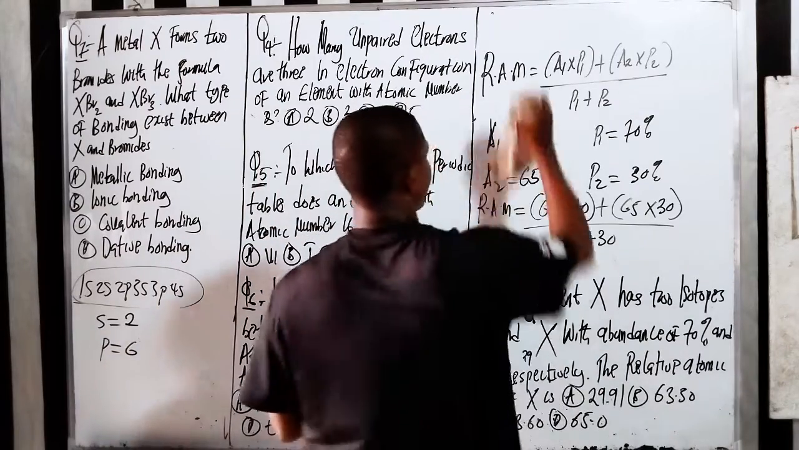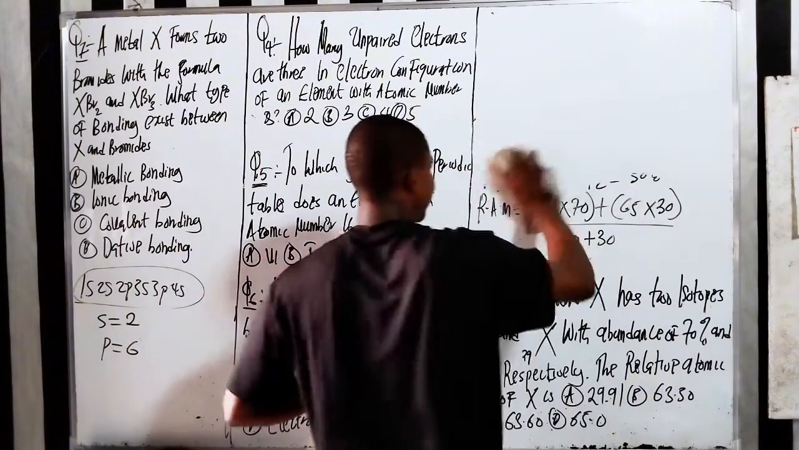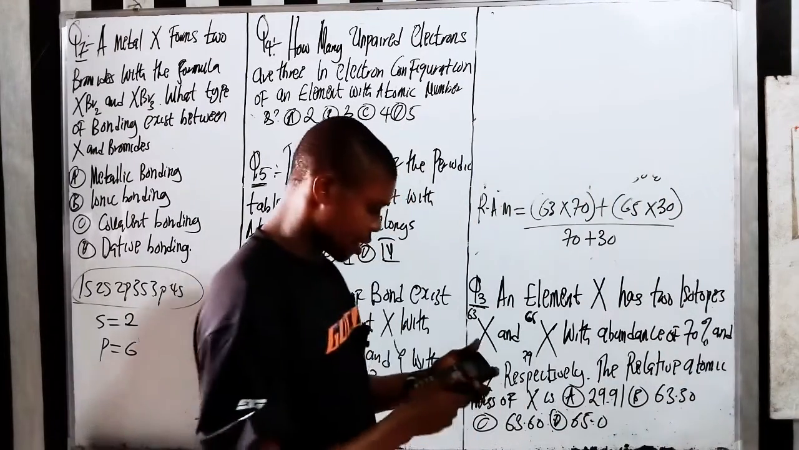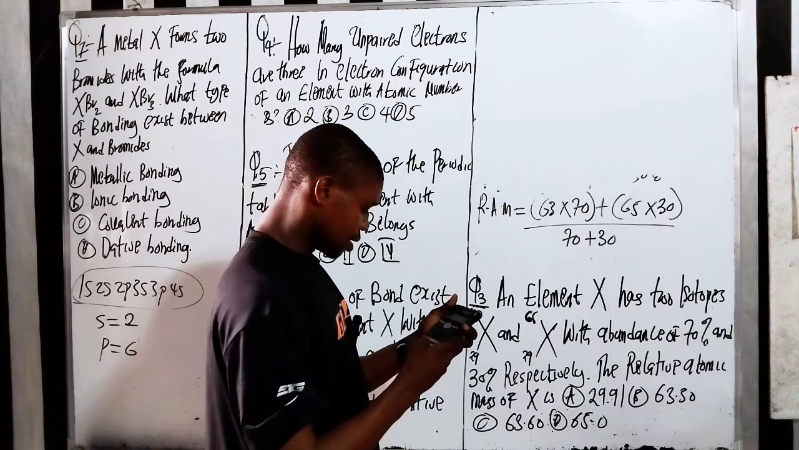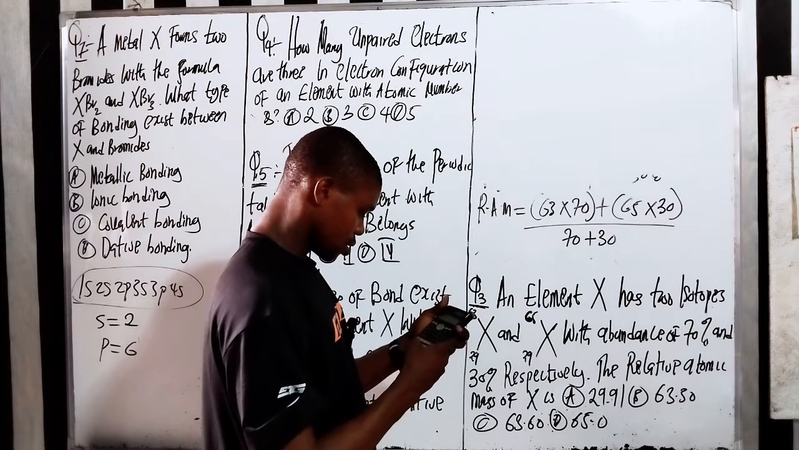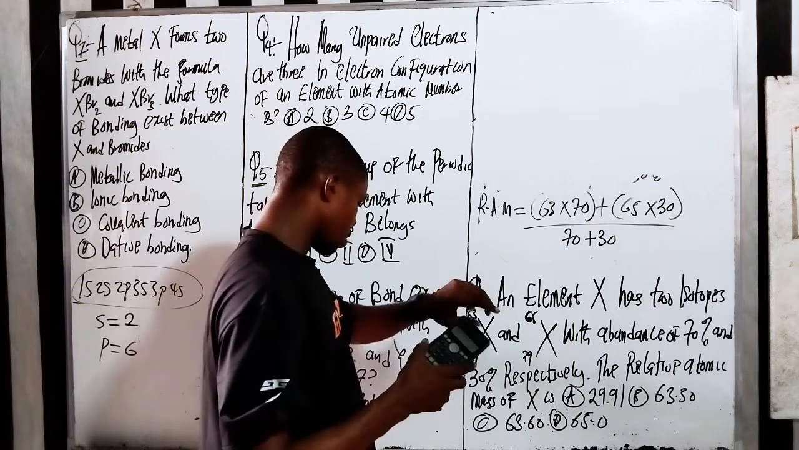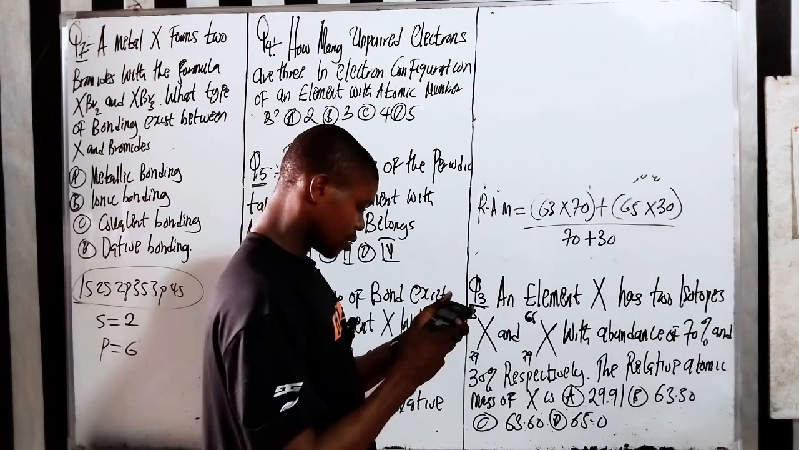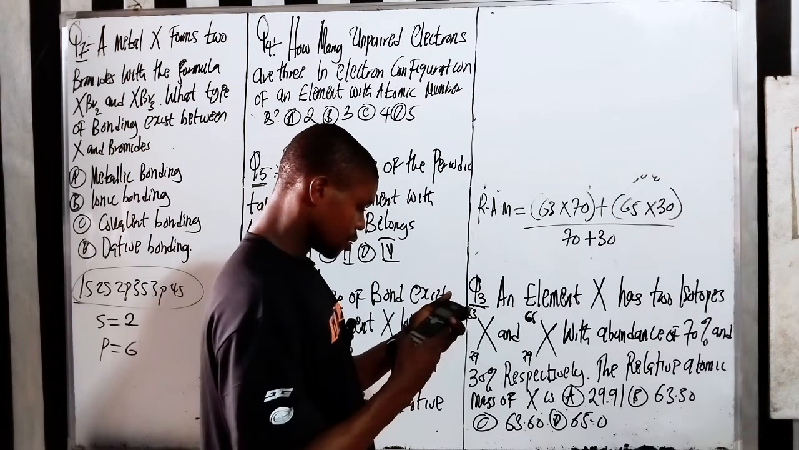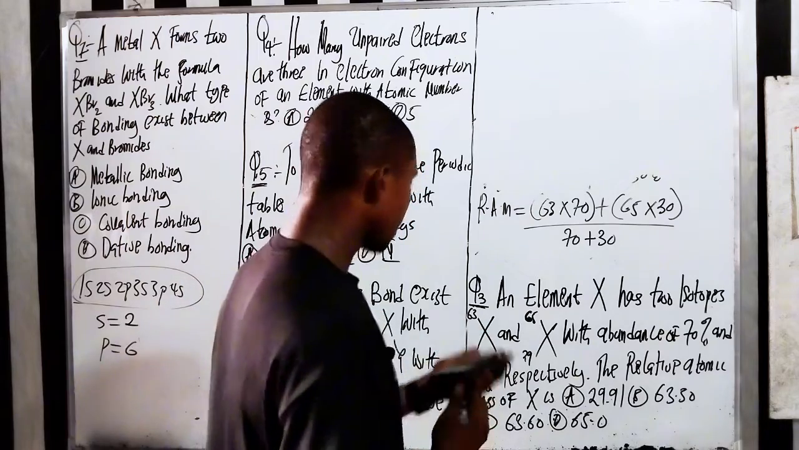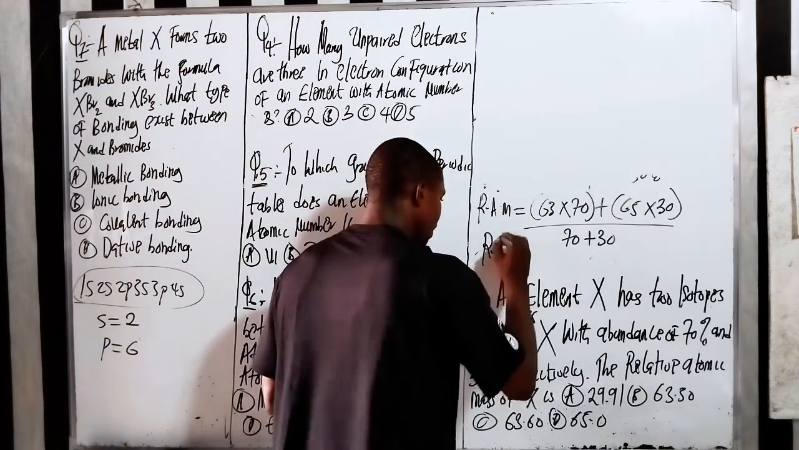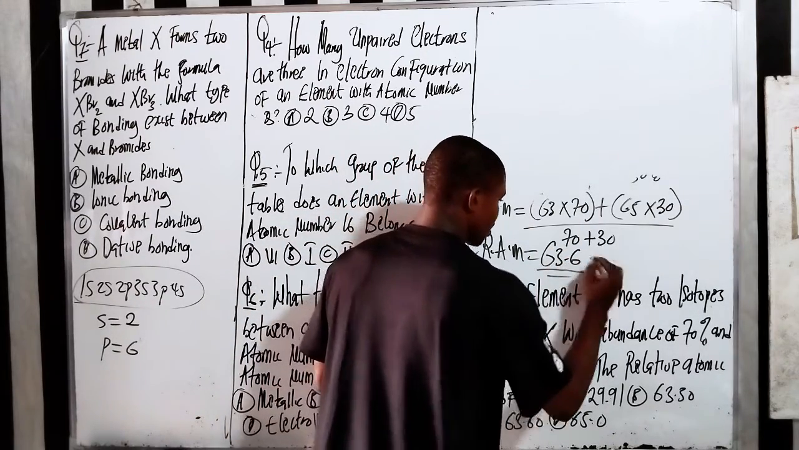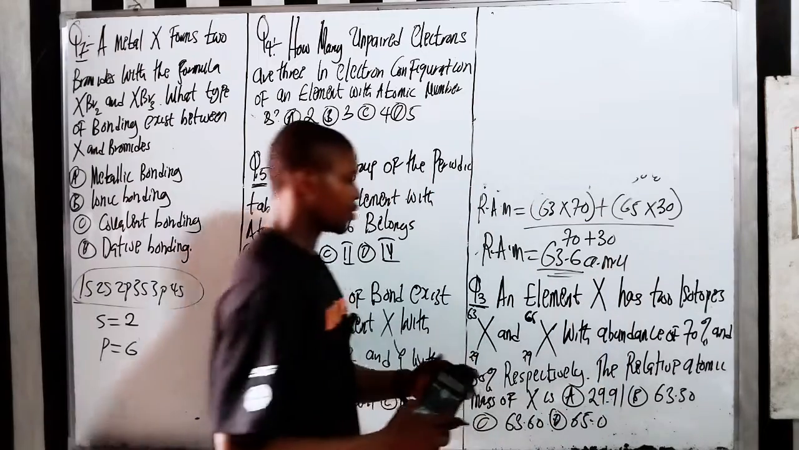The next thing you want to do is bring out your calculator to get your answer. You have 63 times 70 plus 65 times 30, divided by 100. So now my RAM, when you do everything, is 63.6 amu.